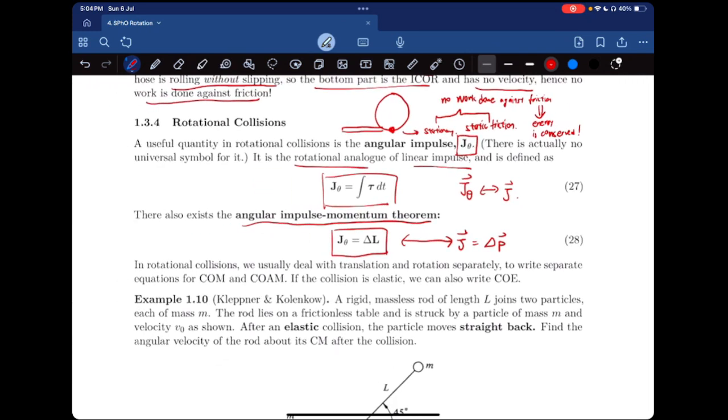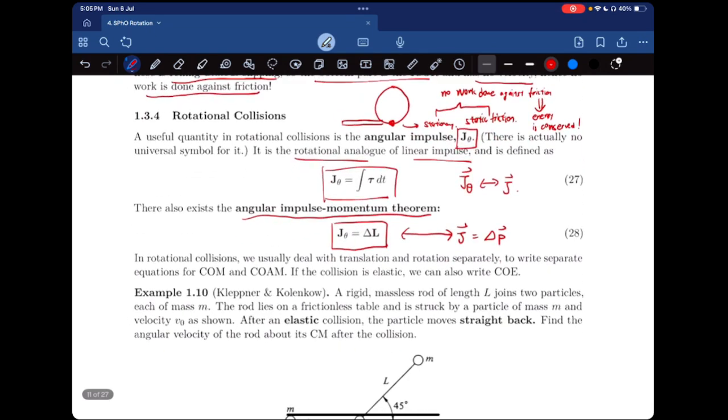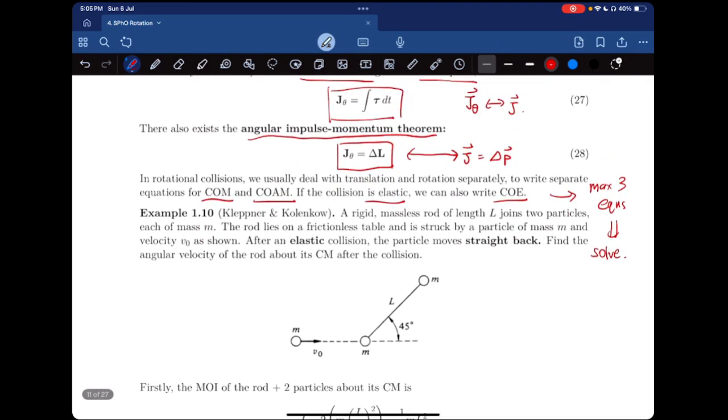Okay, so when you deal with rotational collisions, you usually deal with translation and rotation separately. You write separate equations for COM, COAM, and if it's elastic, you can write COE as well. So usually you have max 3 equations that you want to solve. And this example will show you how you do it.